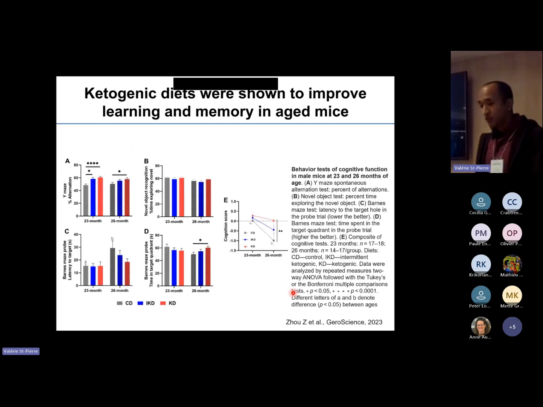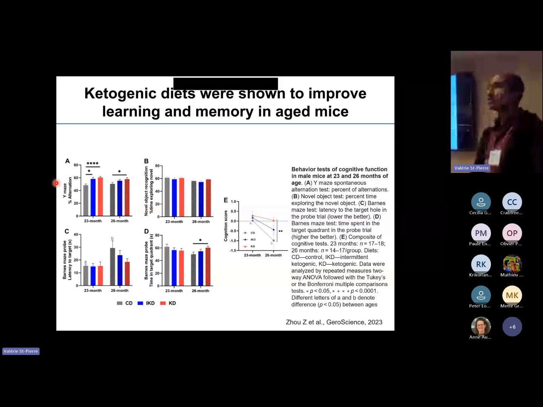Now, it's well established that ketogenic diets improve learning and memory in rodent models. This is a paper from John Ramsey's lab, published recently, showing that with aging, if you give animals an intermittent ketogenic diet, which mimics intermittent fasting in a way, taking the ketogenic diet on and off, or a consistent ketogenic diet, you improve learning and memory on the Barnes maze and the Y maze.